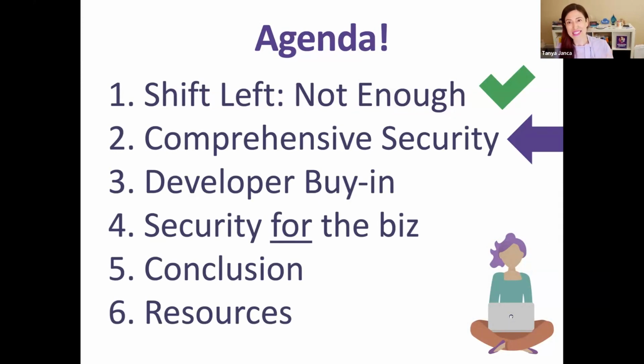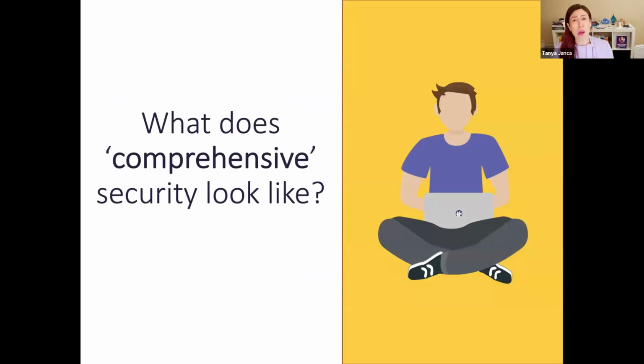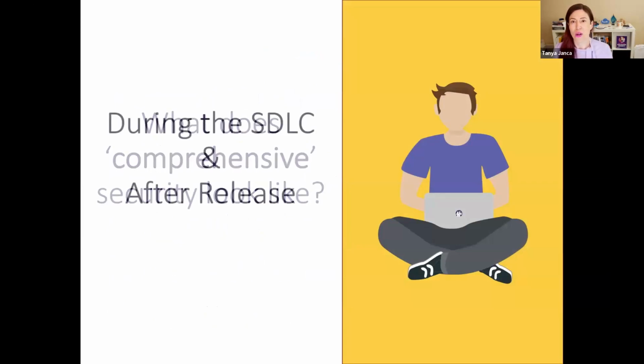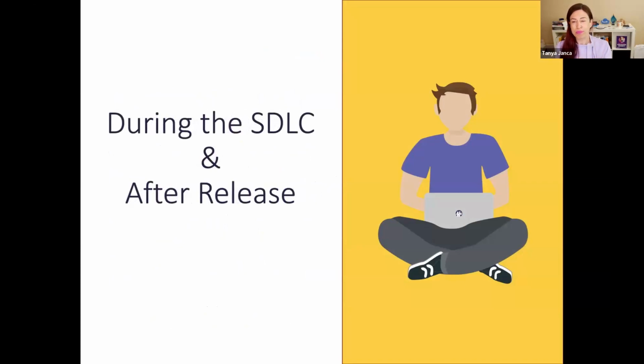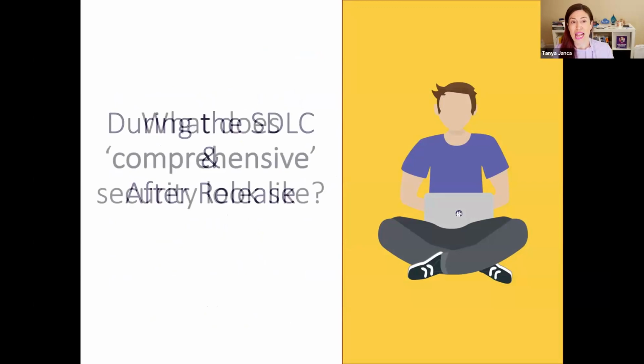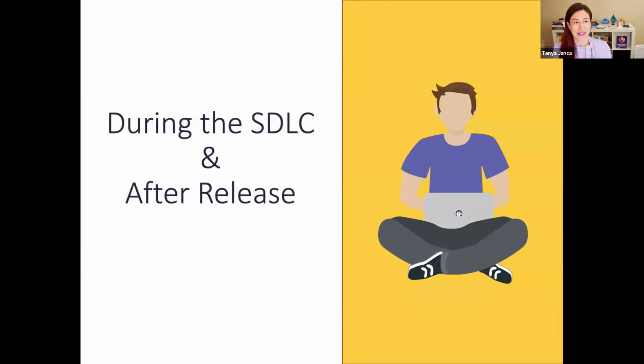Okay, so let's start. What does comprehensive security look like? Like, what does that mean? And so I'm going to split it into two. I'm going to talk about during the SDLC, and then after we've released it out into production, like this is a working piece of software that we have real users and the business is depending on it. And how do we keep that secure as well?